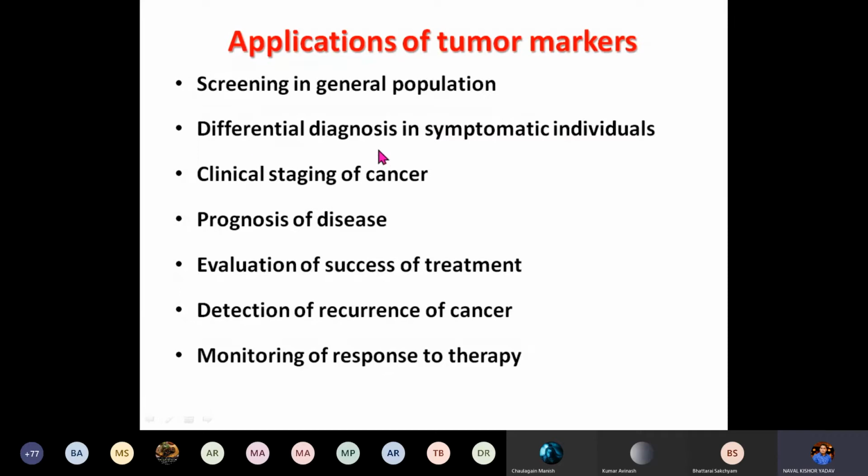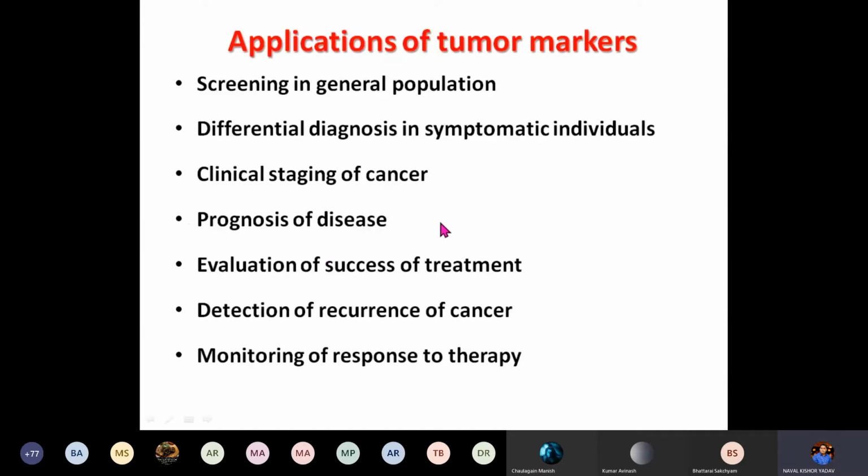Beyond differential diagnosis, you can use it for staging of the cancer. For staging of cancers, you can also use the tumor marker, to tell whether it is the initial stage or the last stage. Then prognosis of the cancer: if you have given the treatment, is the patient recovering or not? Is the patient improving or not?